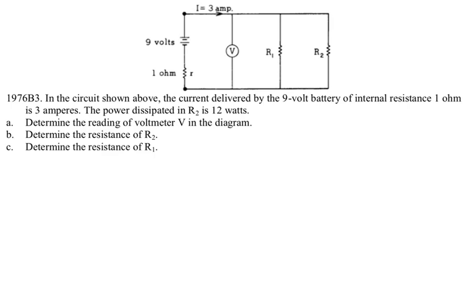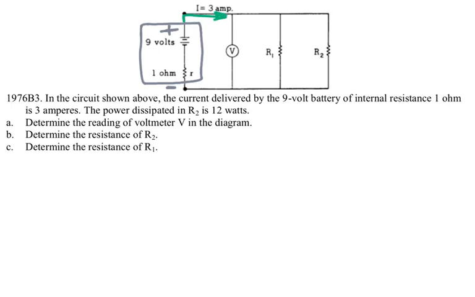In the circuit shown above, the current delivered by the 9-volt battery of internal resistance 1 ohm is 3 amps. So this is the battery. This is the positive side, this is the negative side, and the internal resistance is 1 ohm. I'm going to choose the direction of the current from positive to negative, so the current is 3 amps.